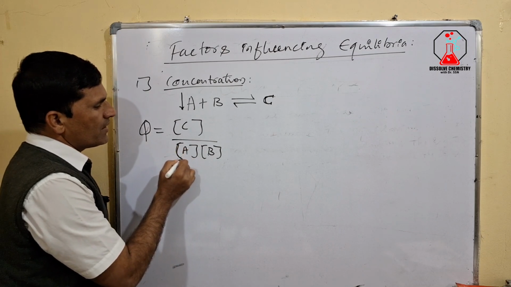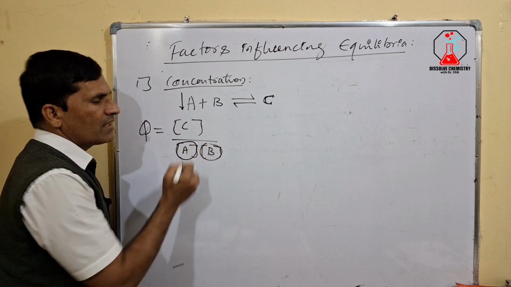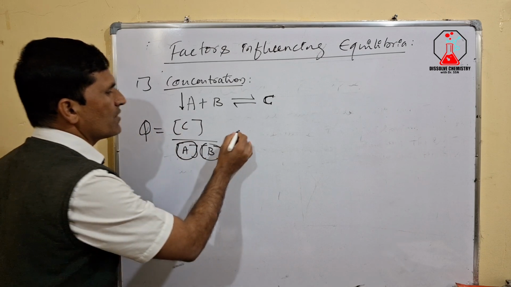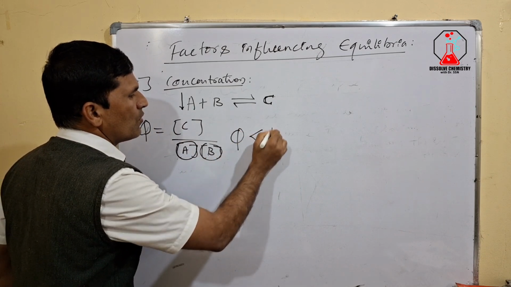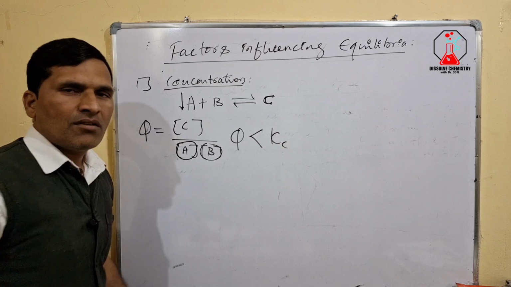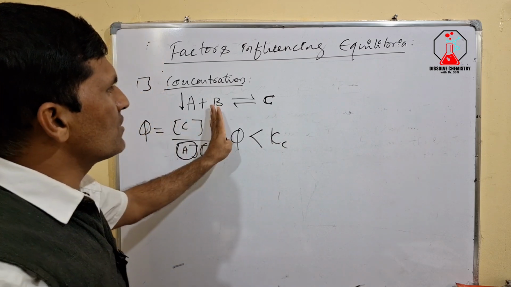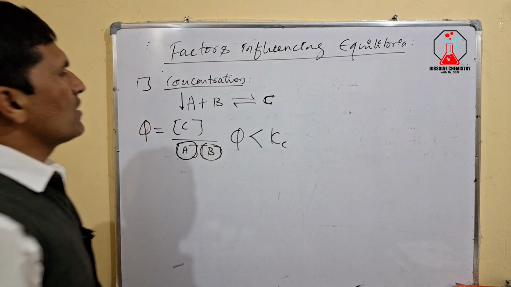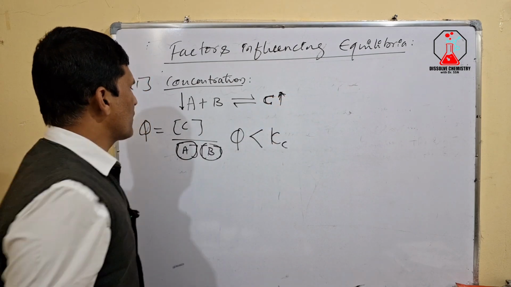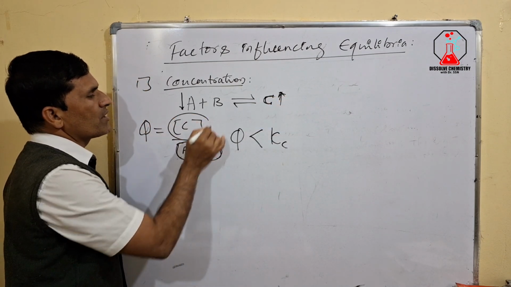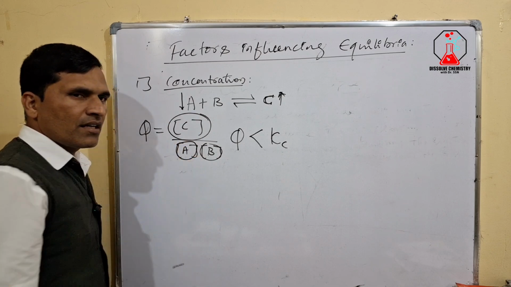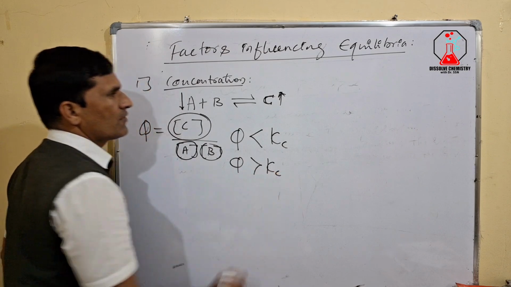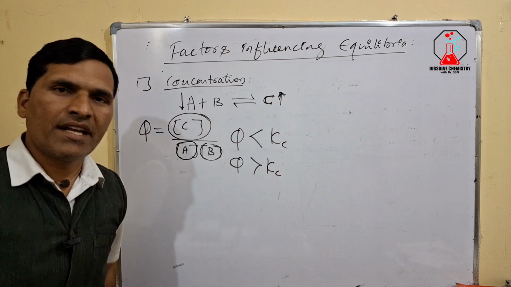Your denominator will increase, the denominator term becomes large. When the denominator term becomes large, the reaction quotient becomes lower than Kc, the equilibrium constant. Obviously, your reaction will shift in the forward direction. Is it clear? Similarly, if you increase the concentration of the product, your numerator term becomes larger than your denominator term. So Qc becomes greater than Kc, and therefore your reaction will shift in the backward direction.